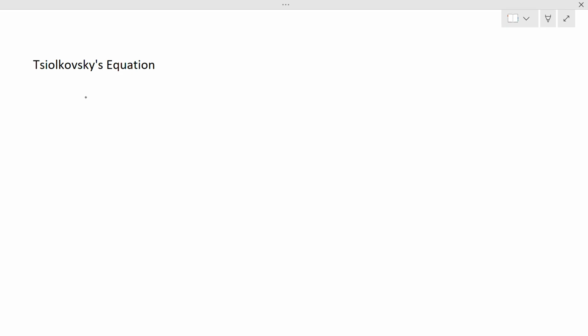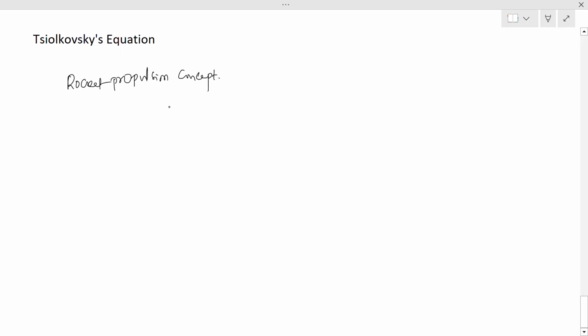So this is the Tsiolkovsky equation. This tells us the velocity of a rocket propulsion concept. So what this equation says, if we take a rocket having some mass m and its velocity is v.